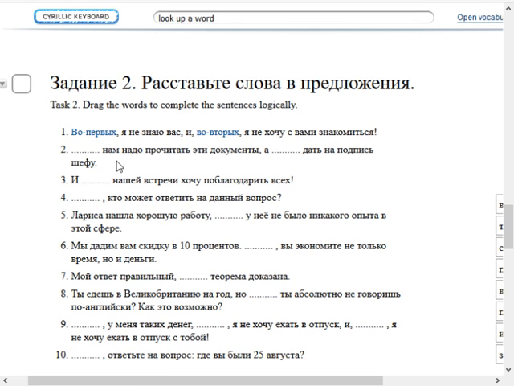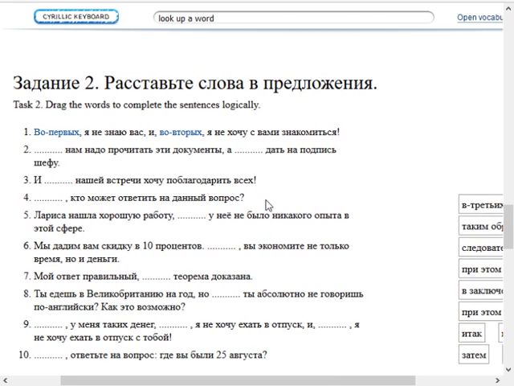Okay, second sentence. Something нам надо прочитать эти документы, something что на подпись шефу. So, something we need to read these documents and something give them to be signed to the boss. You could say the same thing again. Maybe it's во-первых and во-вторых. First, we need to read the documents and then give them to the boss. But I don't know, it's not quite like that.